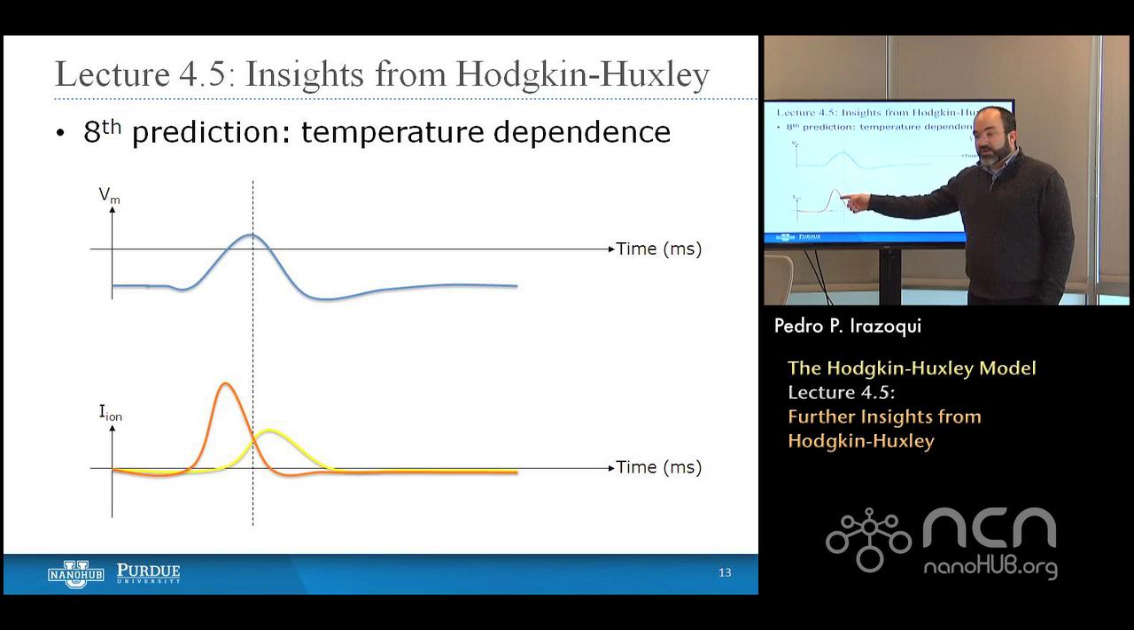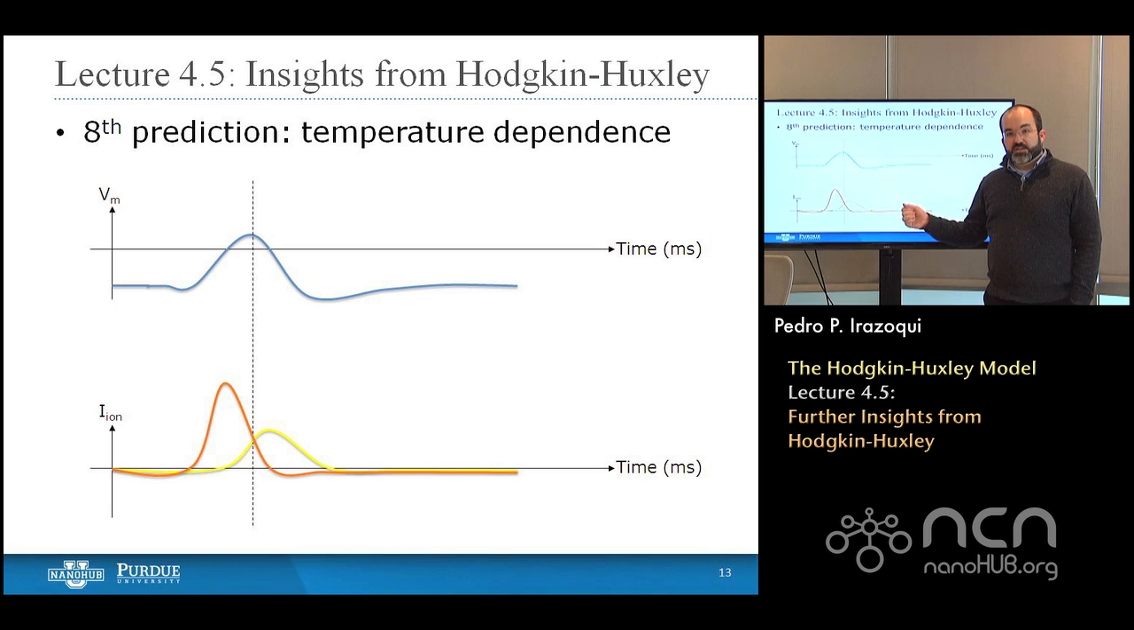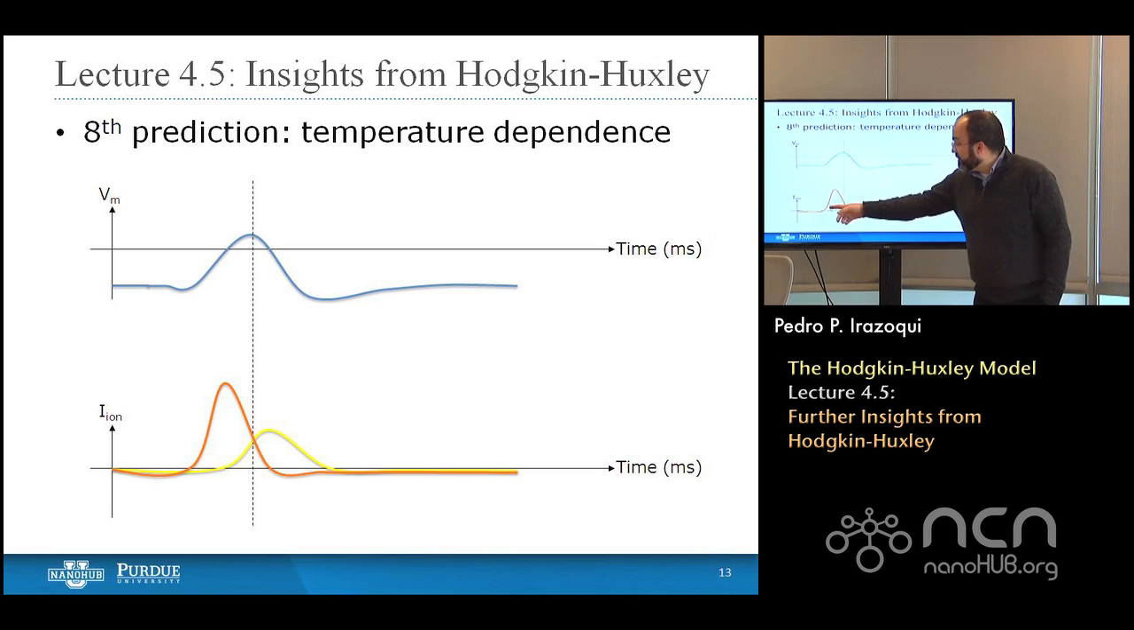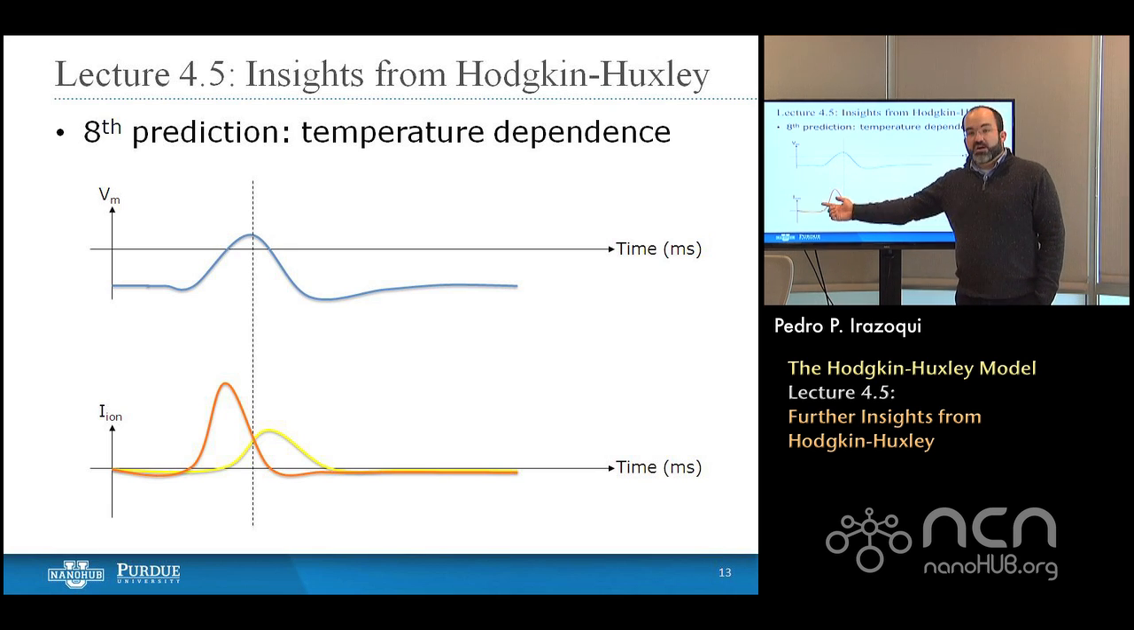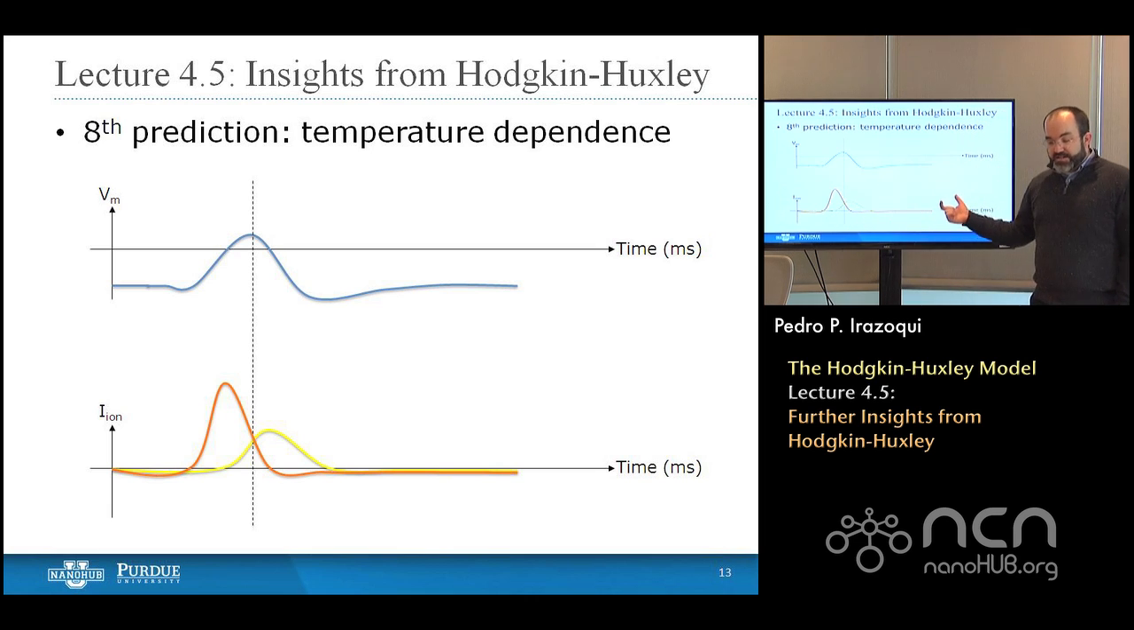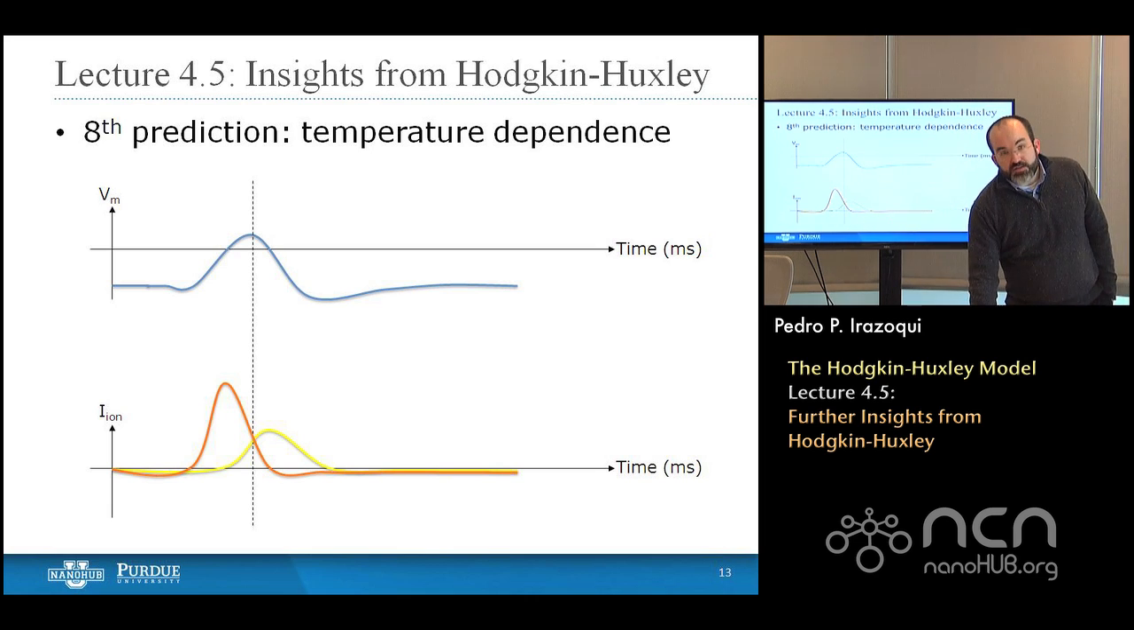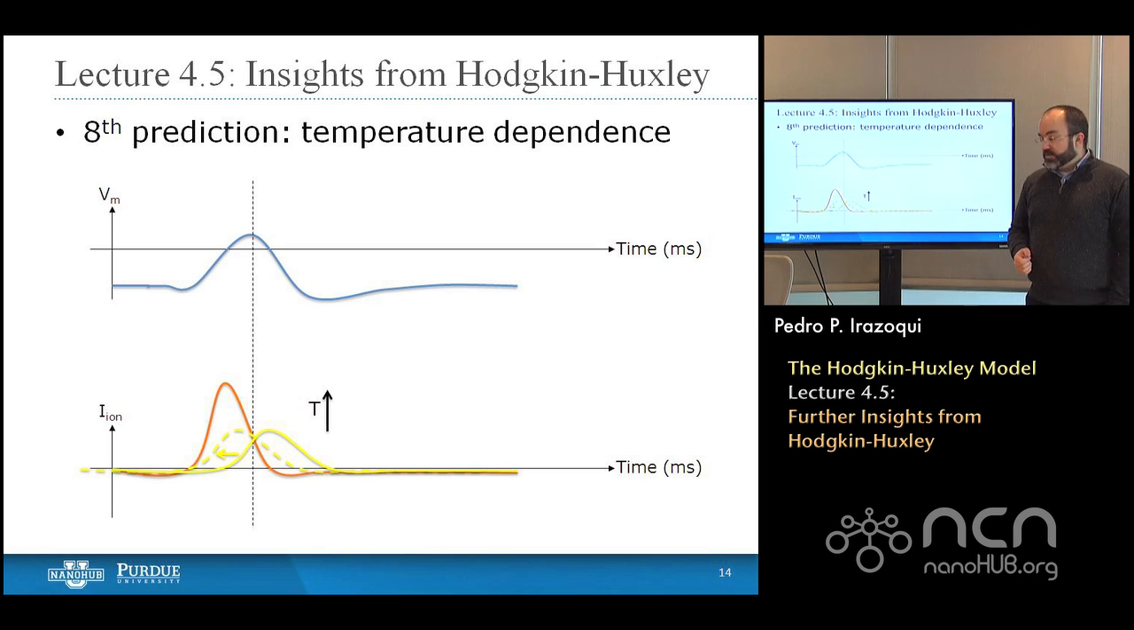We called this first sodium current into the cell the transient inward current. Transient because it only lasts for a certain period of time. The second current, in yellow, the potassium current out of the cell, we called the delayed outward current. When we first talked about these currents, I mentioned that there's this question about what causes that delay. It turns out that that delay is temperature dependent. And this is something that Hodgkin and Huxley predicted.